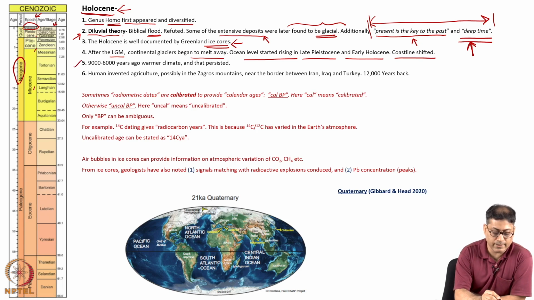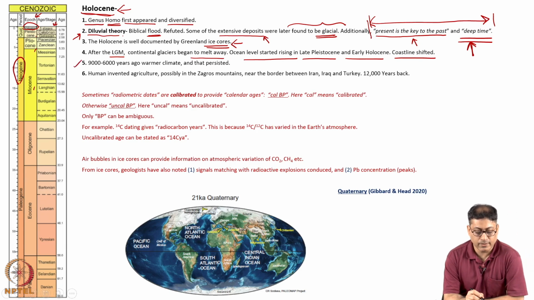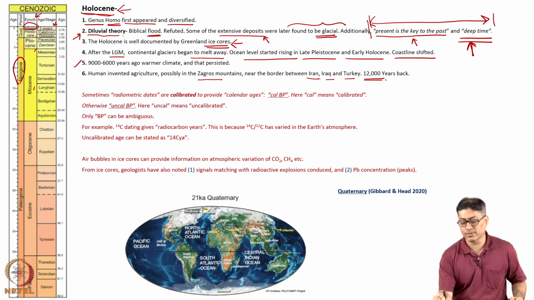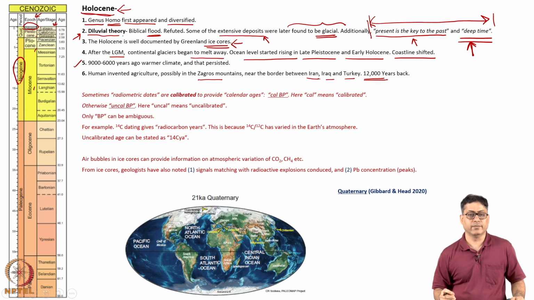This has to be recollected. Humans invented agriculture. The oldest evidence of agriculture we found is from the Zagros mountains, which is the border between Iran, Iraq and Turkey, almost 12,000 years back. Now, note that civilizations were probably connected in the ancient world as well. So, if one civilization has discovered agriculture, the others will come to know and they will also practice it.